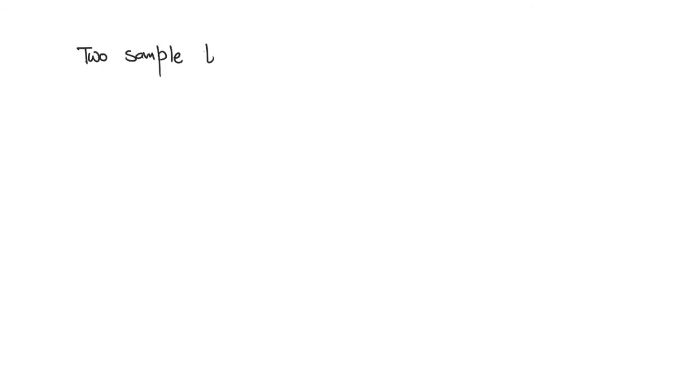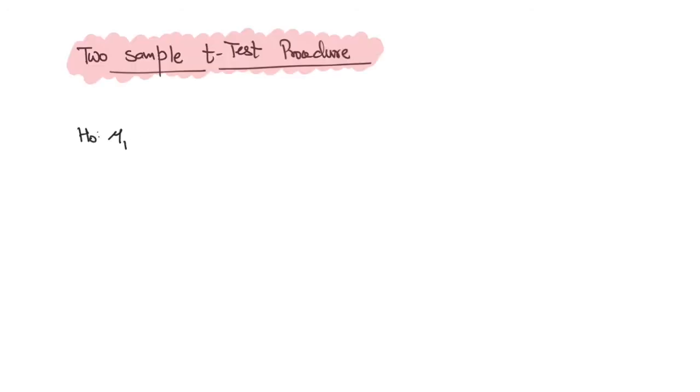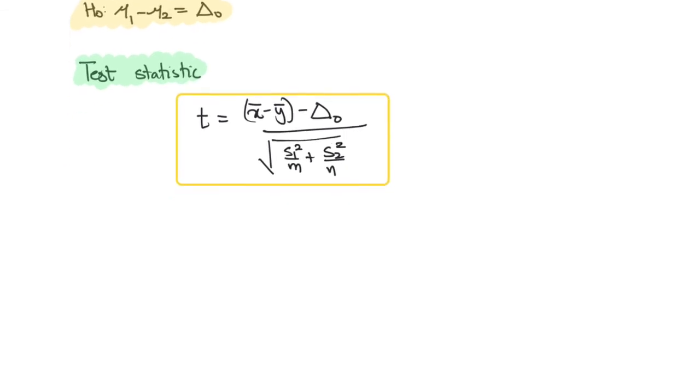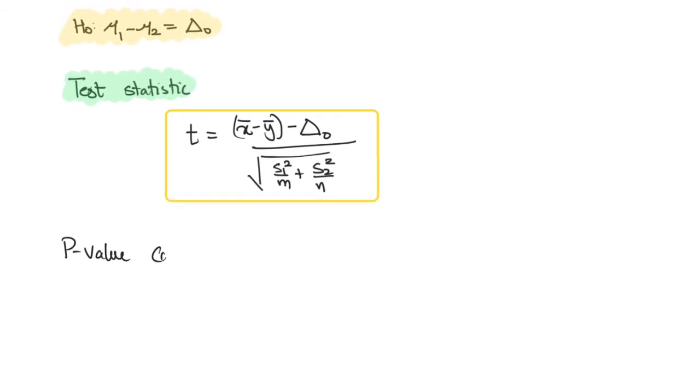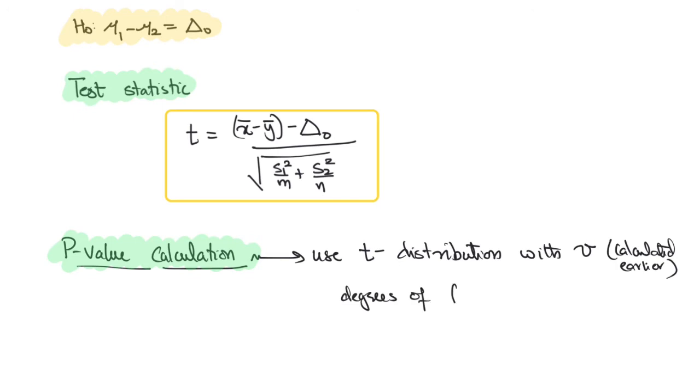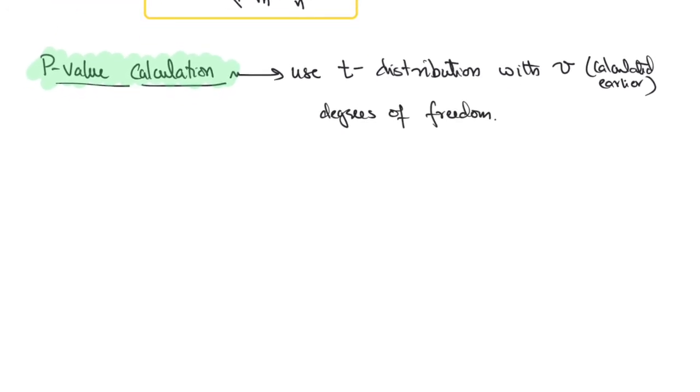We will now describe the two sample t-test procedure. The null hypothesis is that the difference of the means equals the null value delta 0. The test statistic is calculated as small x bar minus y bar minus delta 0 divided by the square root of s1 squared over m plus s2 squared over n. The p-value calculation will require us to work with the t-distribution with nu degrees of freedom. The value of nu has been calculated earlier using the two standard errors, SE1 and SE2.